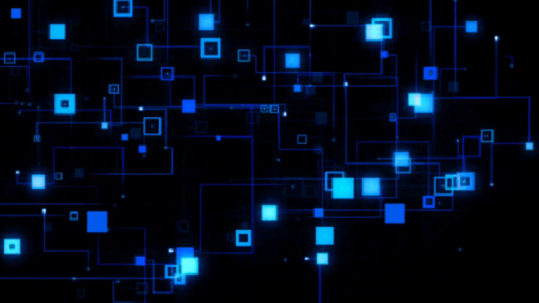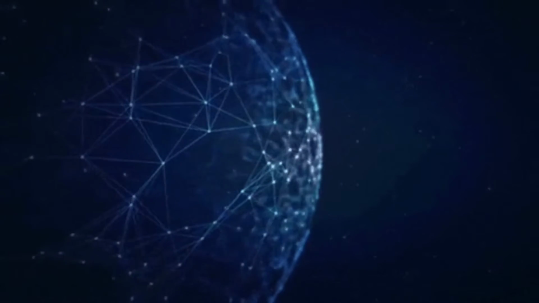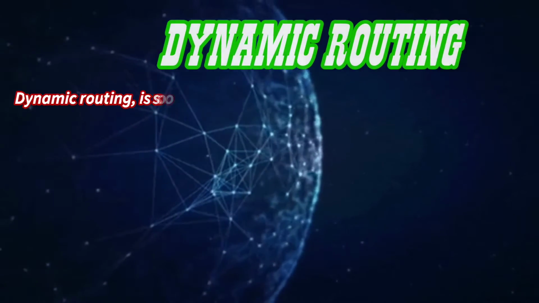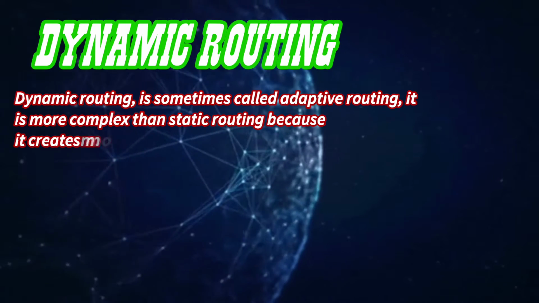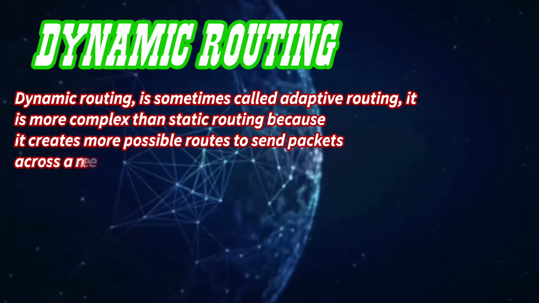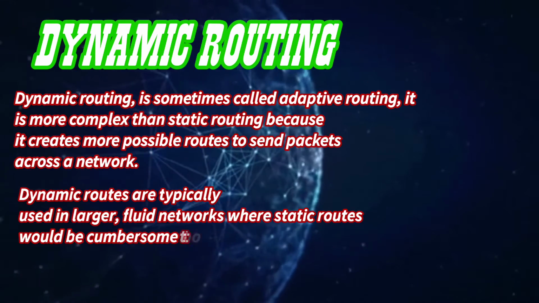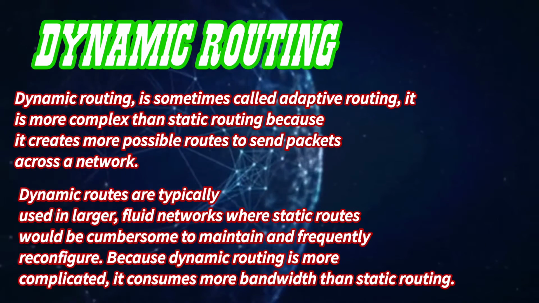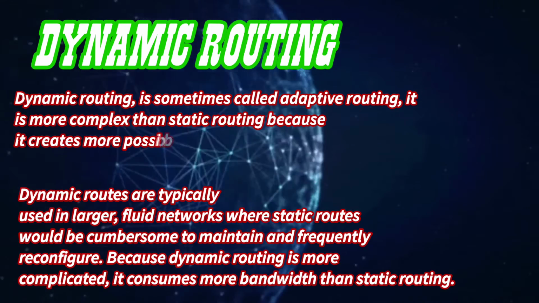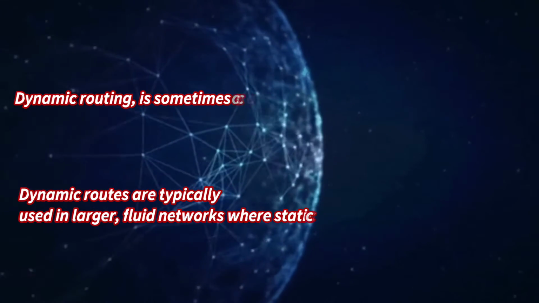And now guys, after discussing static routing, let's move on to dynamic routing. What is dynamic routing? Dynamic routing is sometimes called adaptive routing. It is more complex than static routing because it creates more possible routes to send packets across a network. Dynamic routes are typically used in larger, fluid networks where static routes would be cumbersome to maintain and frequently reconfigure. Because dynamic routing is more complicated, it consumes more bandwidth than static routing.